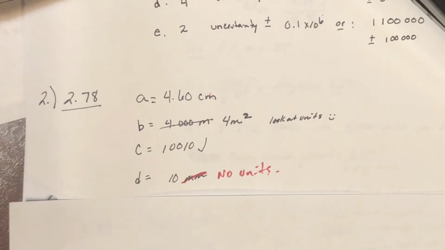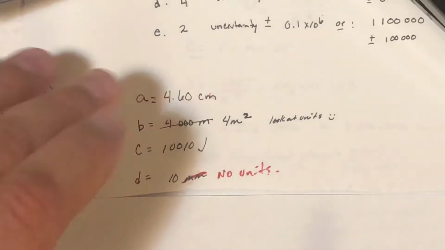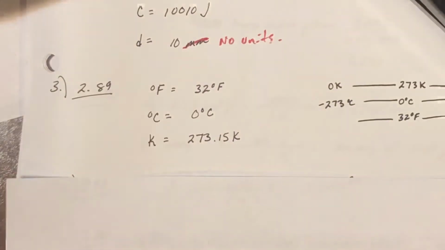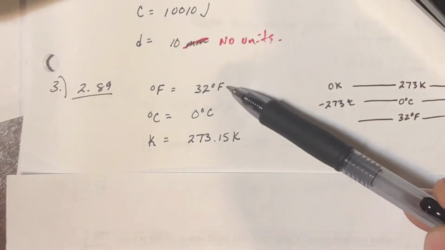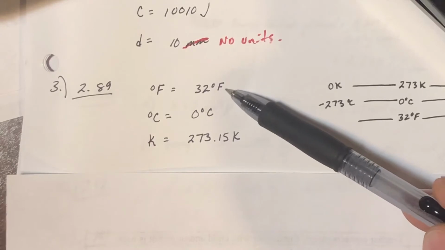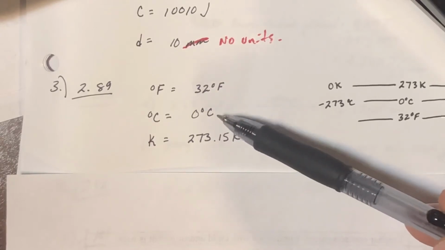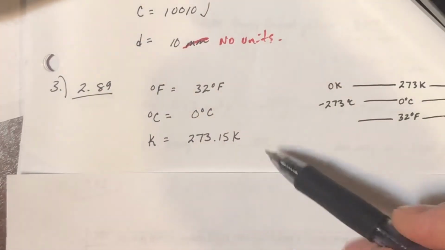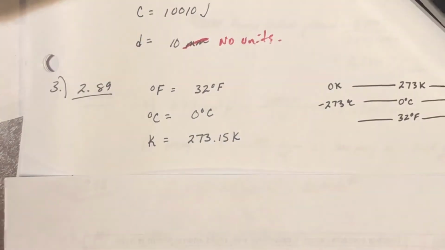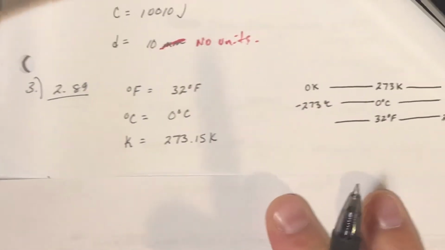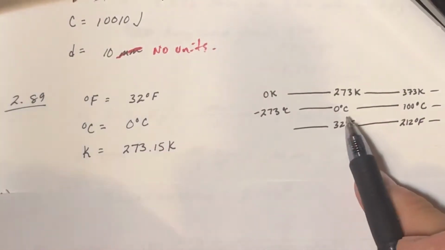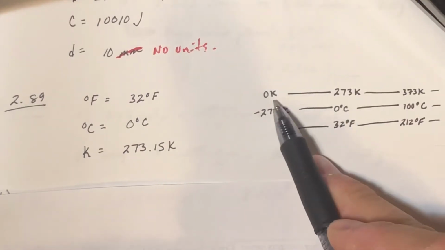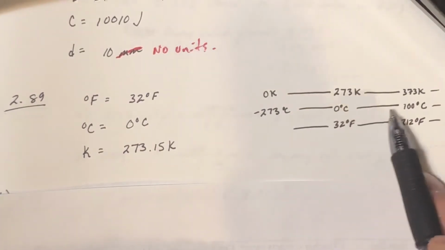So we'll do that. Number 3. 32 degrees Fahrenheit, 0 degrees Celsius, 273.15 Kelvin. If you just add 273 Kelvin, that is fine. Over here to the side, you definitely need to know the conversion between Kelvin and degrees Celsius. Notice I don't say degree Kelvin, it is only Kelvin.